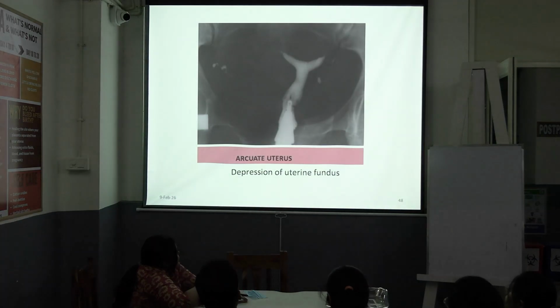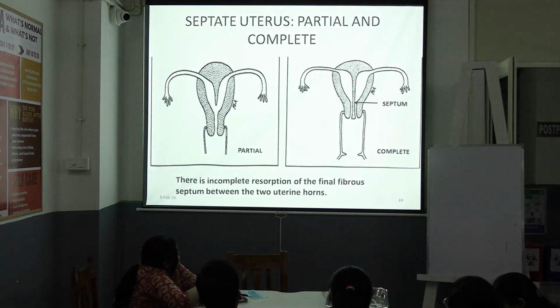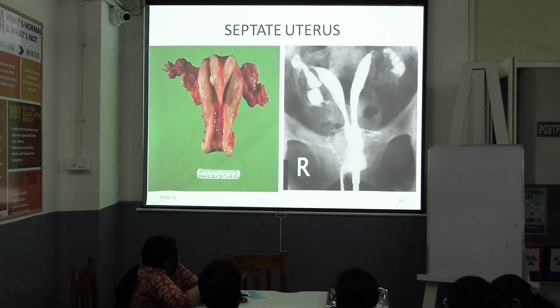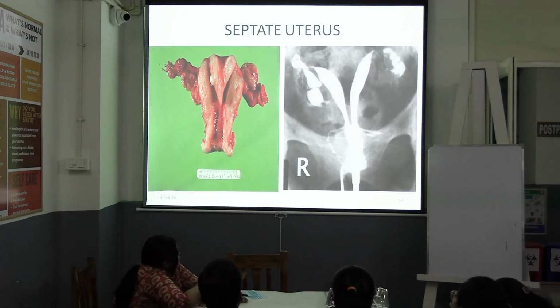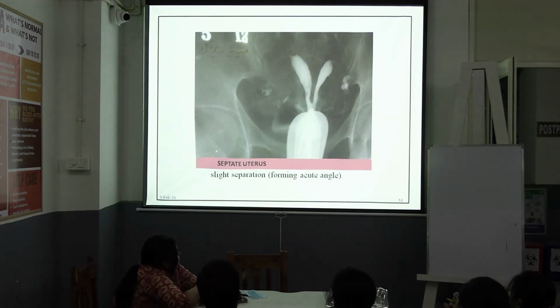It's an arcuate uterus. Only the fundal part will be a bit distended. So this is a septate uterus basically. See how sharply the septum is coming out. This is forming an acute angle. See, this is a septate uterus.